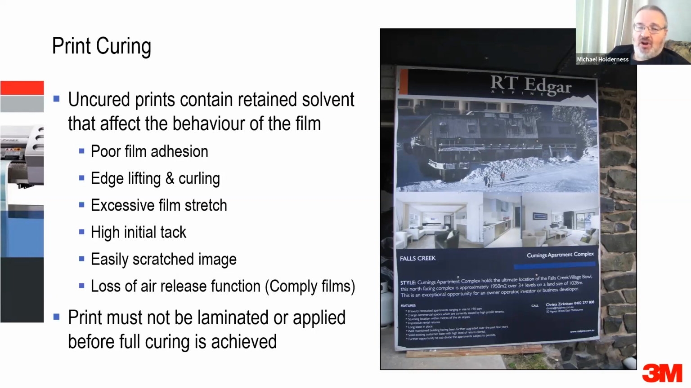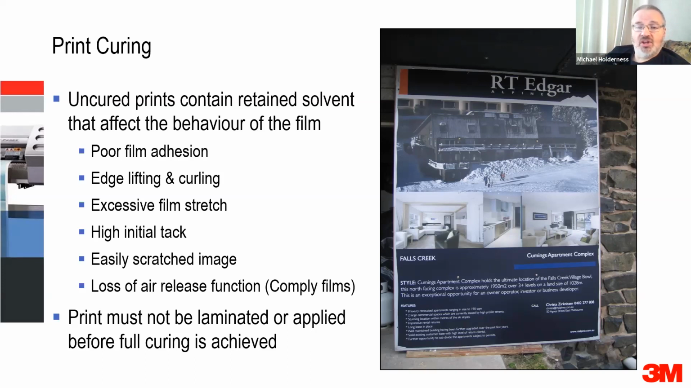Now, if you get a print straight off the printer, it's quite common for people to say, oh yeah, I'll just fix it, I'll just laminate it and that will be okay. No, all you've done is you've trapped the solvent in that film and you've delayed its curing. So something that may have taken 24 or 48 hours to cure is now taking 4, 5, 6 or more days to cure. That laminate will effectively block the curing and slow it down.